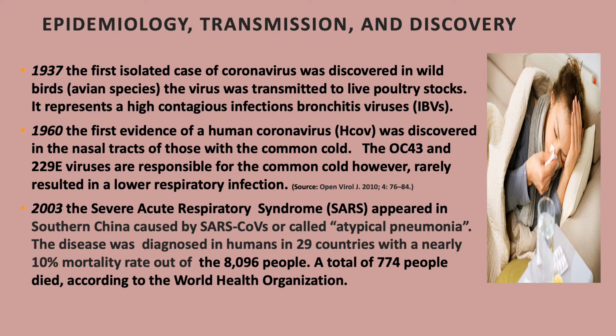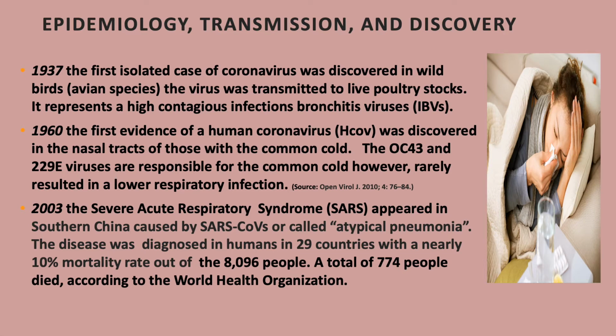Let's look at the epidemiology and some of the original cases of coronavirus. In 1937, the first isolated case of coronavirus was discovered in wild birds. The viruses were transmitted to live poultry stocks and it devastated the poultry industry at that time through this highly contagious infectious bronchitis virus. In 1960, the first evidence of a human coronavirus was discovered in the nasal tracts of those with common colds.